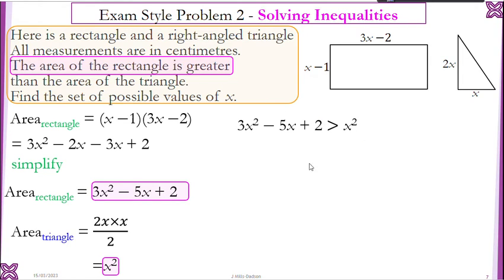Let's regroup all the x squared on the left hand side. So we're going to subtract x squared from both sides. So we end up having 2x squared minus 5x plus 2 is bigger than 0.